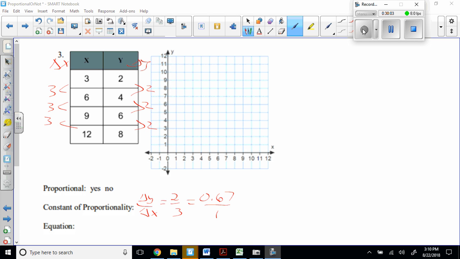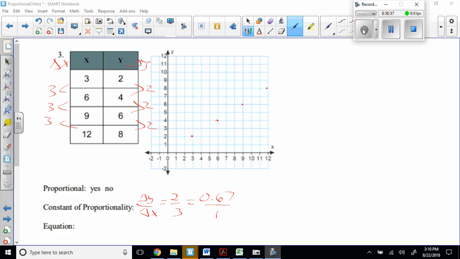Now, let's do this. 3, 2, 6, 4, 9, 6. Right there. And then 12, 8. Now, ladies and gentlemen, I put them dots there, but what do I need to check on my graph? Because I got a lot of people that hadn't even written it the first time. You got to make sure what?